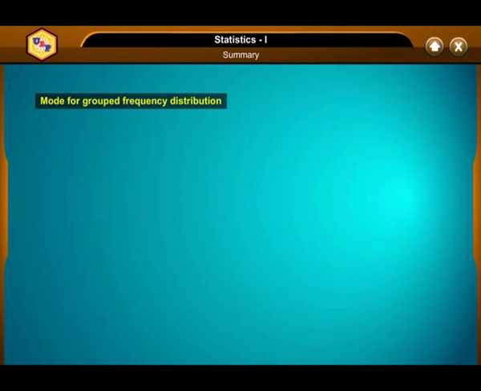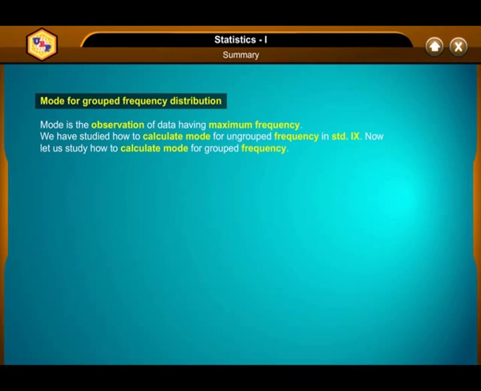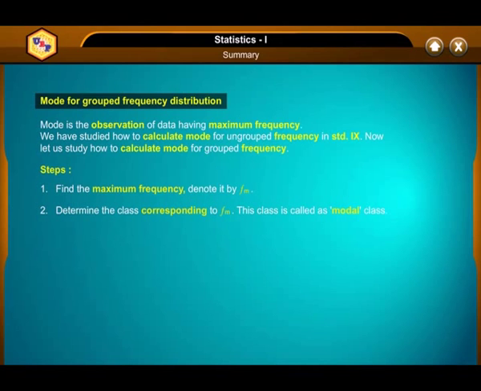Mode for grouped frequency distribution. Mode is the observation of data having maximum frequency, where we have studied how to calculate mode for ungrouped frequency distribution in Standard 9. Now let us study how to calculate mode for grouped frequency distribution. Steps. Find the maximum frequency denoted by fm. Determine the class corresponding to fm. This class is called the modal class.